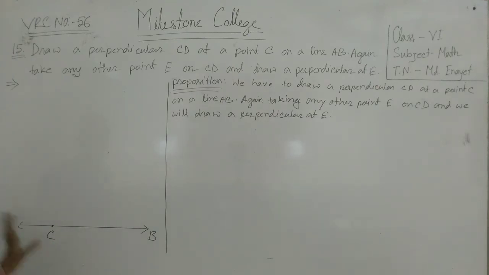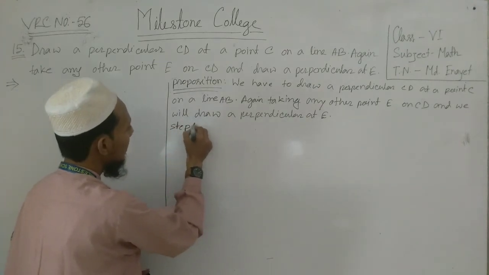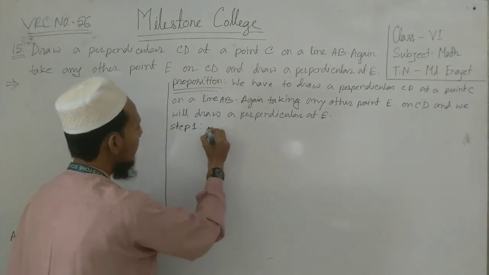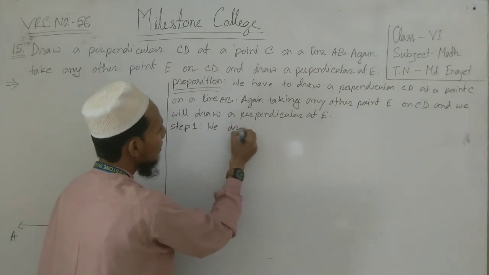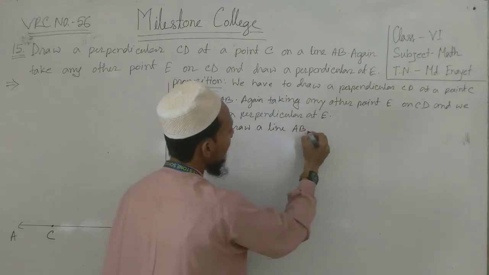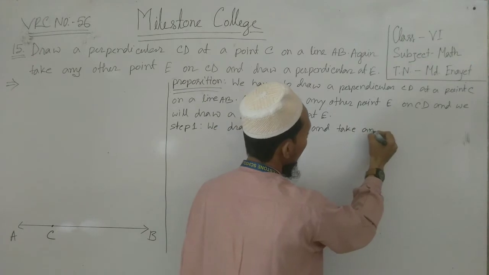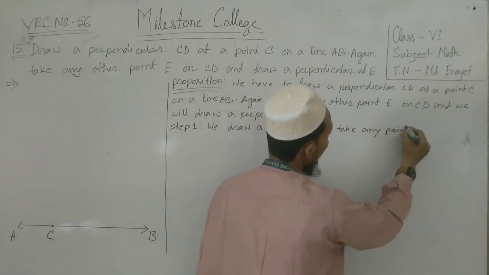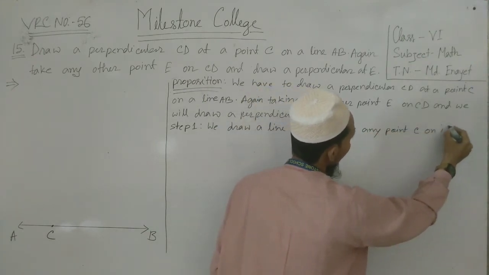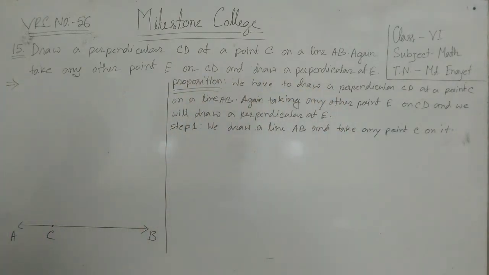So, my dear students, this is the first step. I am going to write the first step here. Step 1: we draw a line AB and take any point C on it. So, this is the first step, my dear students. Now, we will go for the second step. The first step is easy. I hope all of you are clear about that.